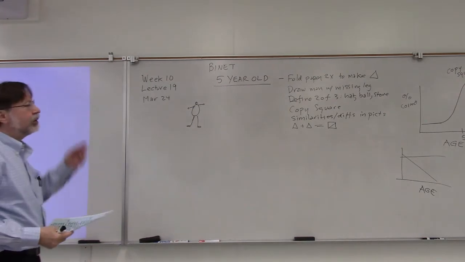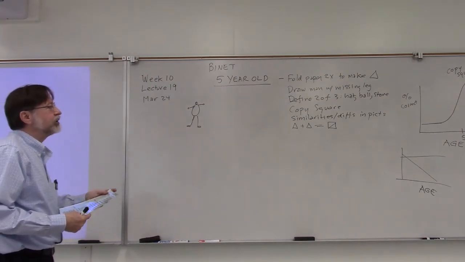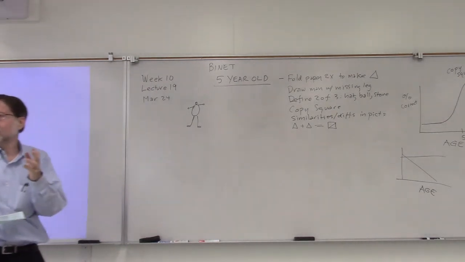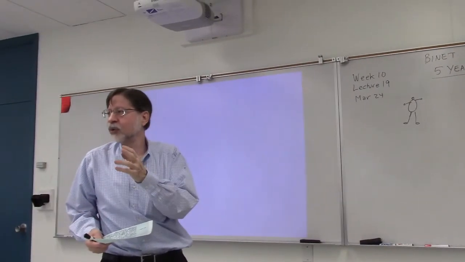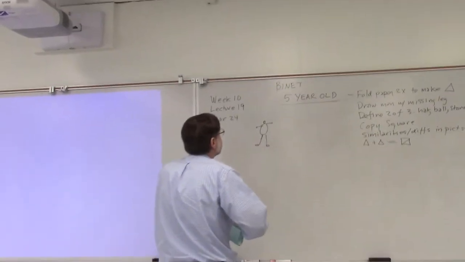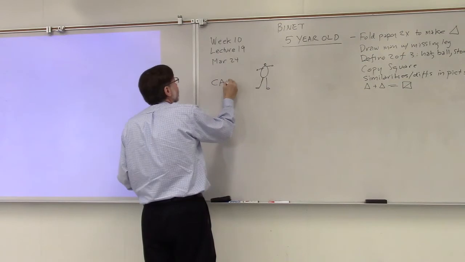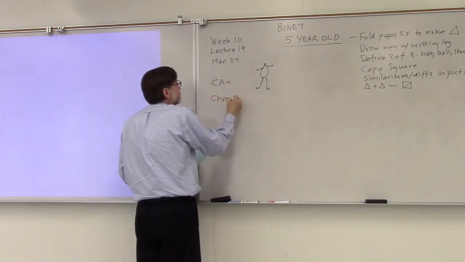Now, if the kid can do that and nothing else, they're said to have a mental age of 5, whatever their chronological age is. Now, let's say their chronological age is 2.5 years. What do we mean by chronological age? So CA is going to stand for not California, but chronological.